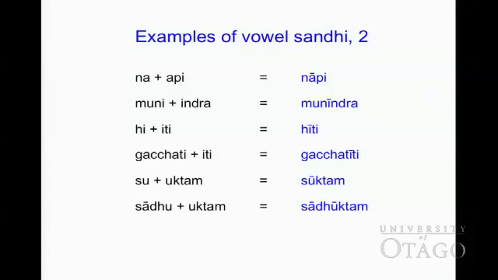Example of vowel sandhi, rule number 2. Na plus api will be napi. Muni plus Indra will be Munindra. Hi plus iti will be Hiti. Kachati plus iti will be Kachatiti. Su plus uktam will be Suktam. Sadhu plus uktam will be Sadhuktam. So this is rule number 2.